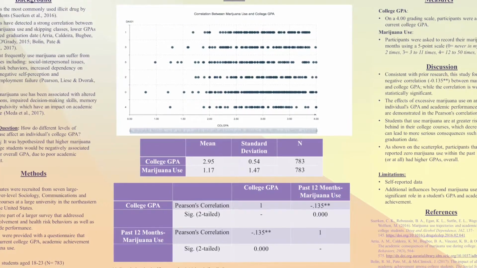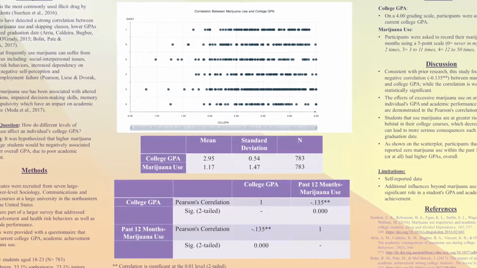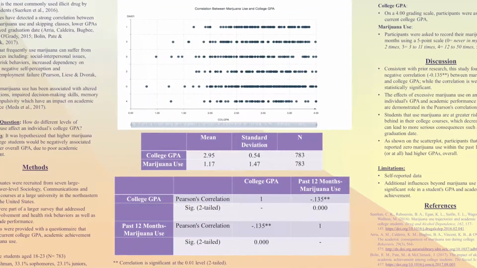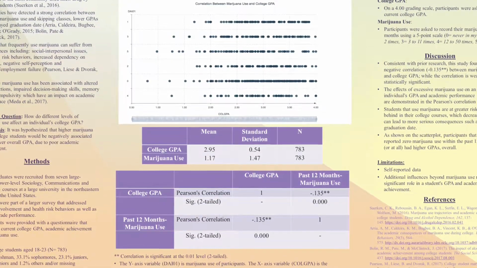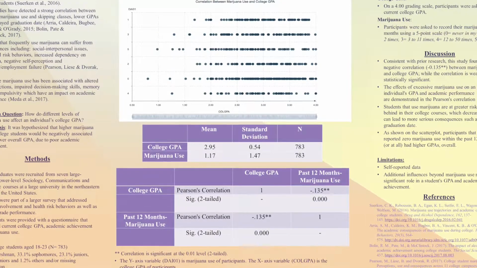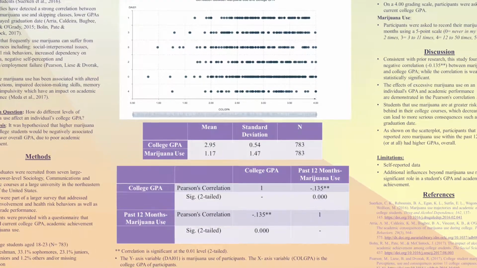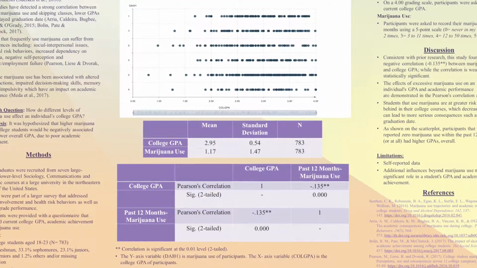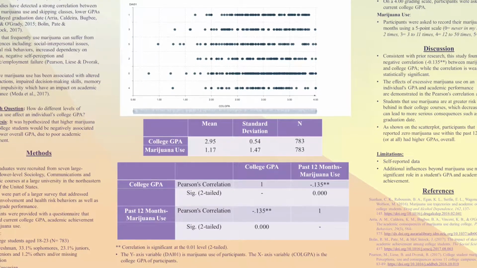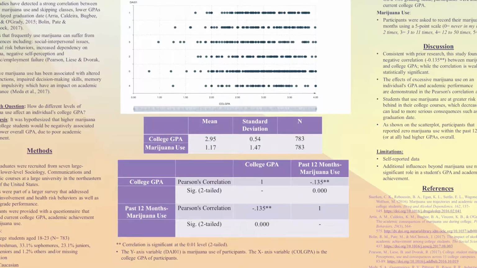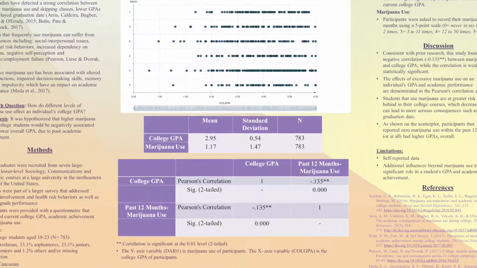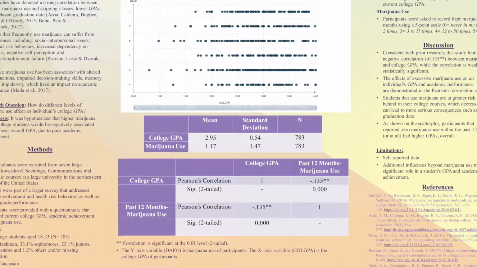Our Pearson's correlation did provide a statistically significant correlation. However, it was weak. The correlation between the two variables from our analysis was negative 0.135. The negative correlation shows that as the value of one variable increases, the other decreases. In this study, when marijuana use increases, college GPA decreases.